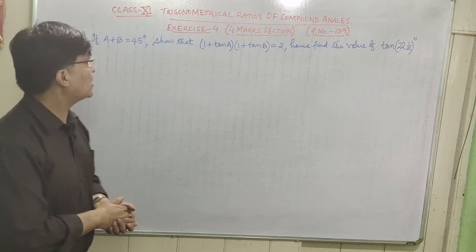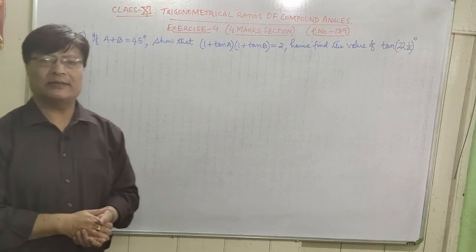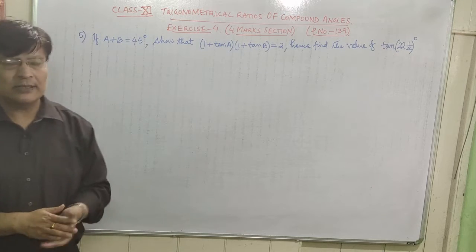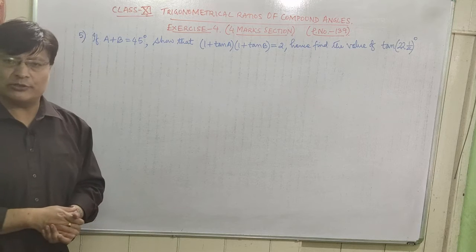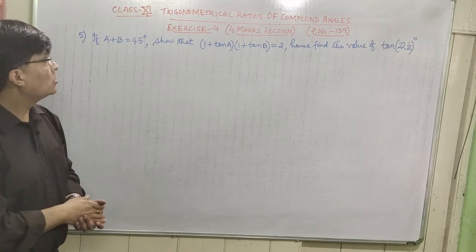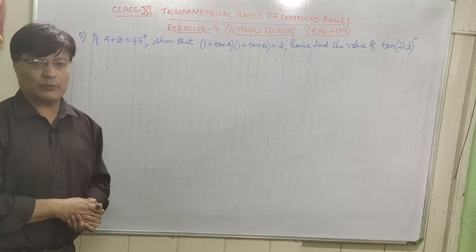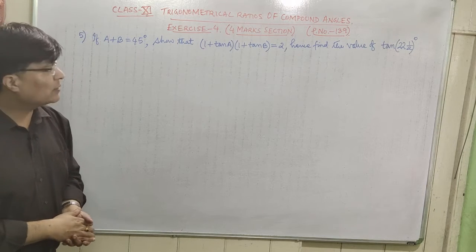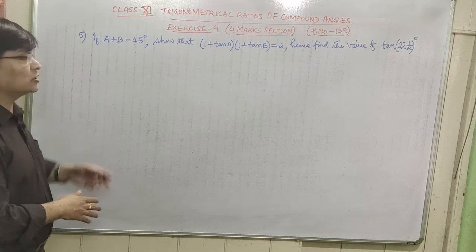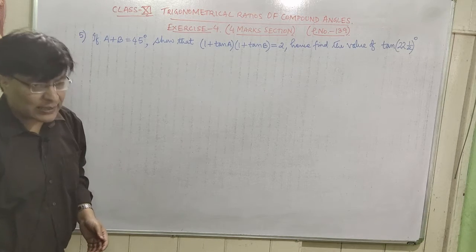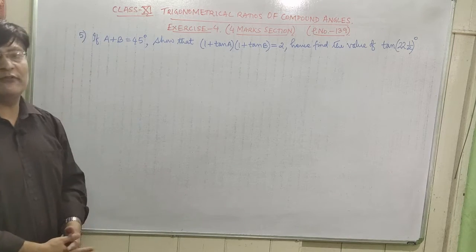So now I am doing class for class 11. The topic is the same topic that we were doing in the last online class, that is, today we will do the same topic, trigonometrical ratios of compound angles. Same exercise, 4 marks section, page number 139 from the book Higher Mathematics for class 11 by SN. In the last online class, we did up to question number 4. So let's do question number 5.